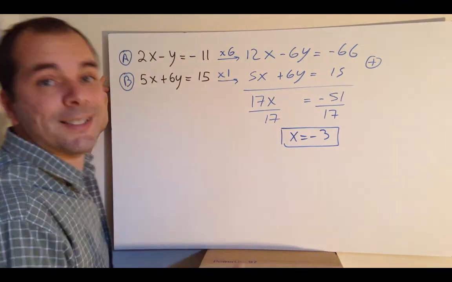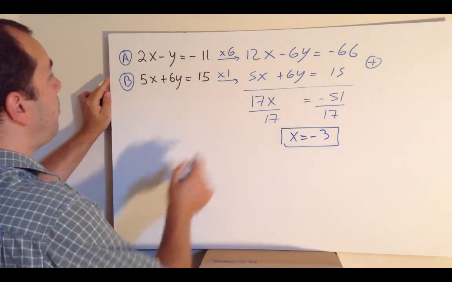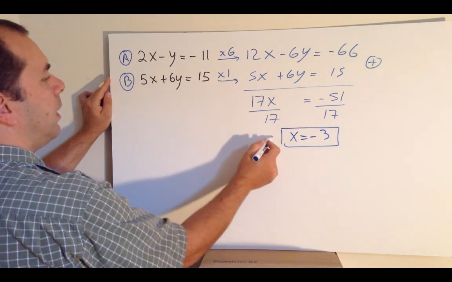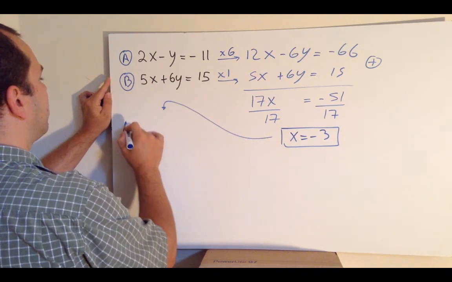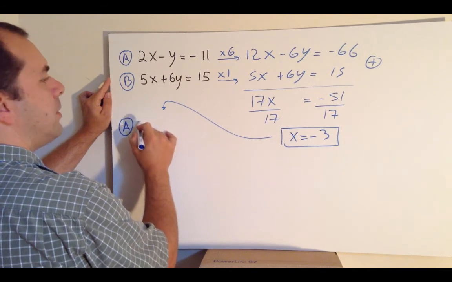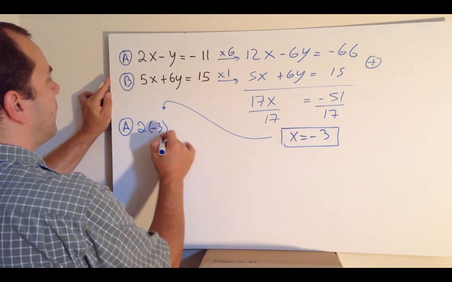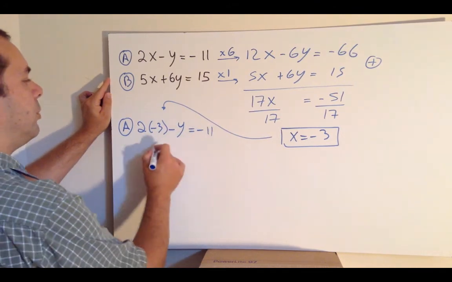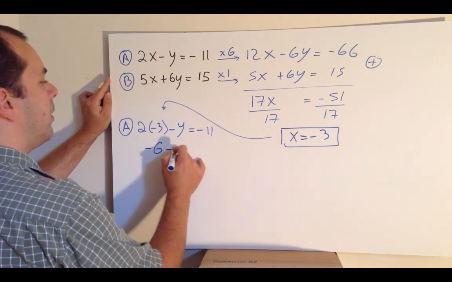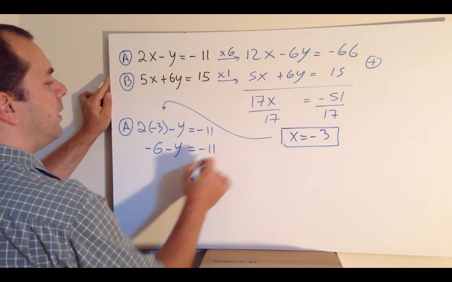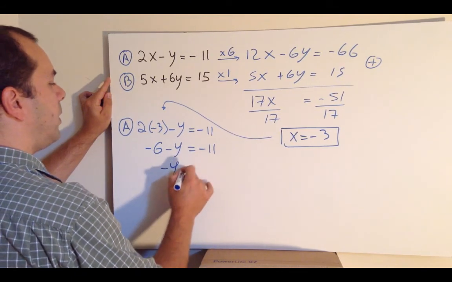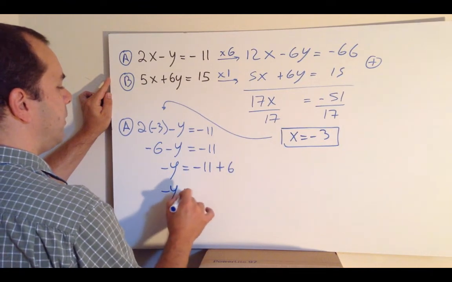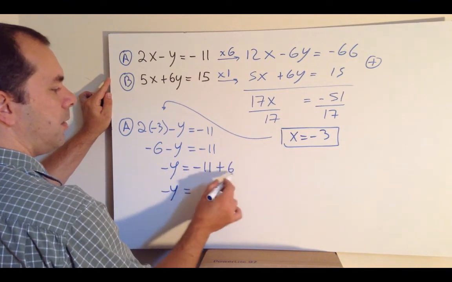There you go. Now I have the x. I need to find my y. Well, I'm just going to plug it back into one of the equations. The first one looks a little nicer, so I'm going to plug it back into A. And I'm going to have that 2 times minus 3 minus y is equal to negative 11. So that's minus 6 minus y is equal to minus 11, minus y is equal to minus 11 plus 6, minus y is equal to minus 5.